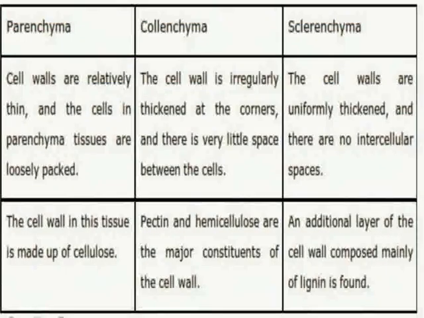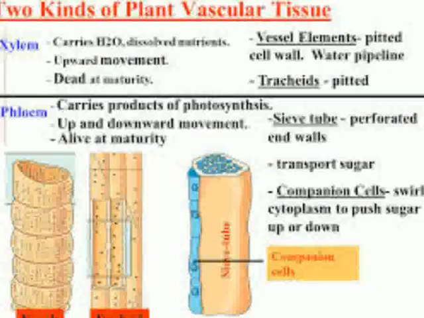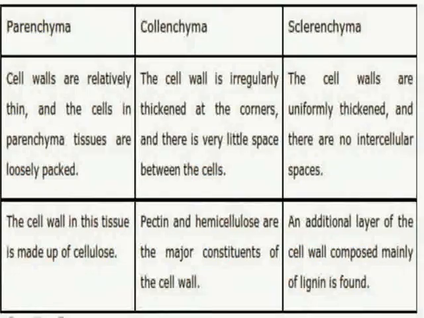Now, the cell walls in case of parenchyma are made up of cellulose, whereas pectin and hemicellulose are the major constituents of the collenchyma. In addition to all these constituents, in case of sclerenchyma, a lignin layer is found inwards, and sometimes the layers of lignin are arranged in a concentric fashion towards the inner side in such a way that they make the cell dead. Now these are the parenchyma, the collenchyma and the sclerenchyma.